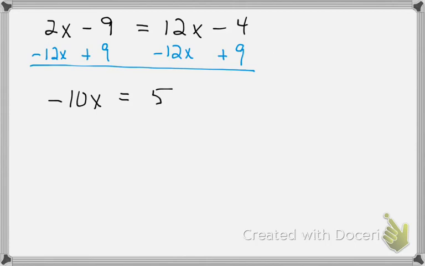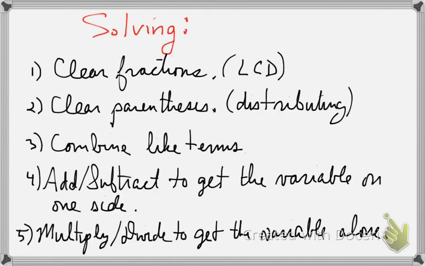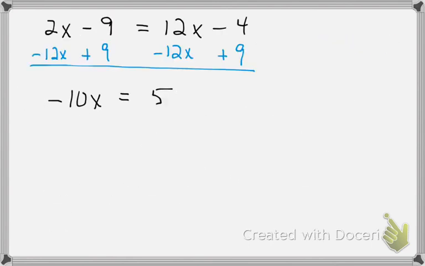What's my next step? Dividing. Yep. Multiply or divide to get the variable by itself, alone. So who's got to go this time? The negative 10. I got to get rid of the negative 10. So that negative 10 is being multiplied by the x, so I'm going to get rid of it by dividing. So negative 10 over negative 10 cancels out, and you're just left with x, right, which is what we wanted.